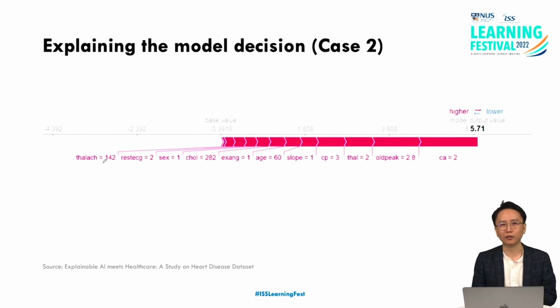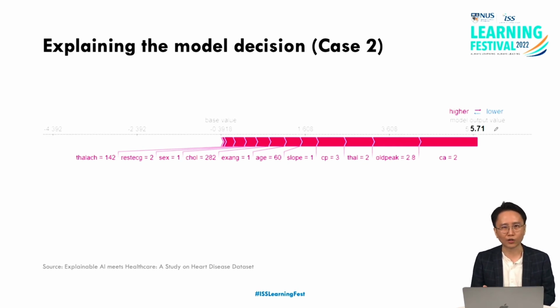In this example, we have another extreme case where the outcome is the opposite of what we have seen previously. The model output is 5.71, much higher than the base value minus 0.3918. The model has predicted the patient to have heart disease.